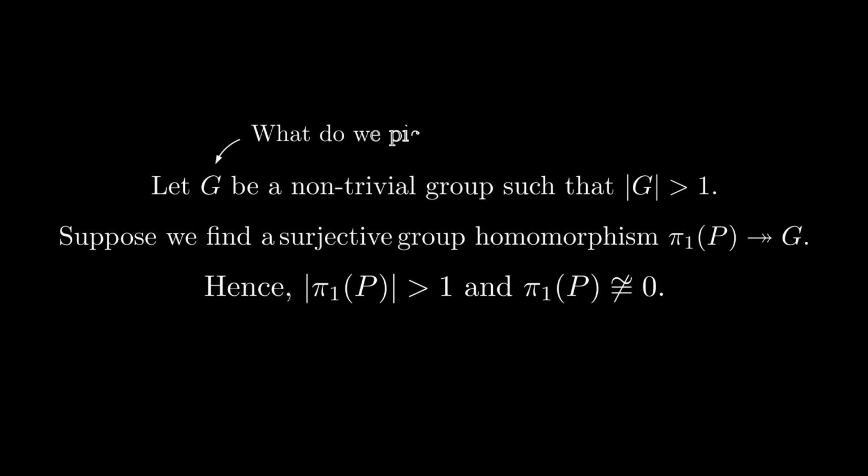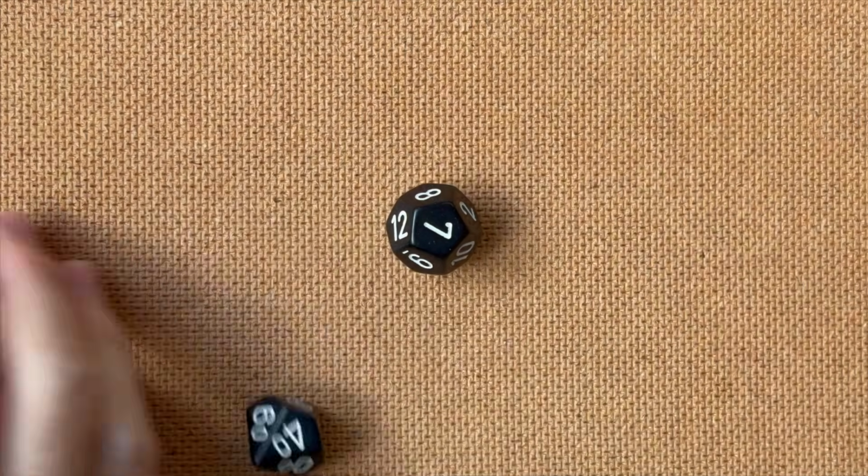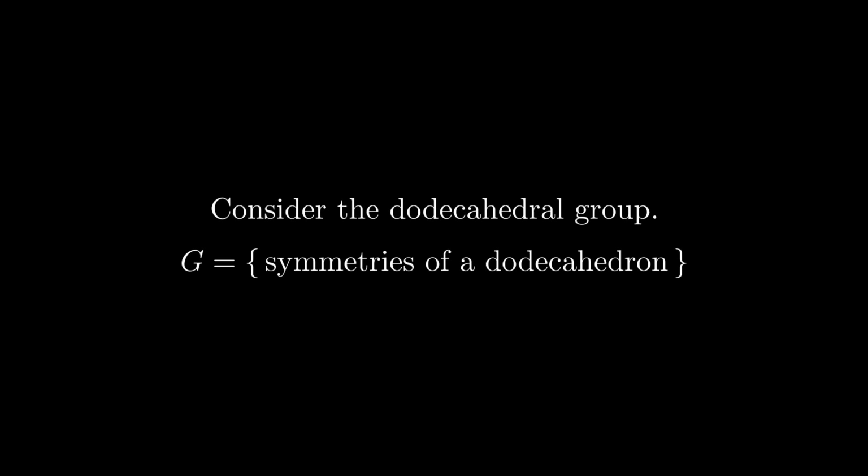So what could we take G to be? Well, in fact, G hides in plain sight. Consider the dodecahedral group. This is the group of rotations of a dodecahedron that keep it looking the same.